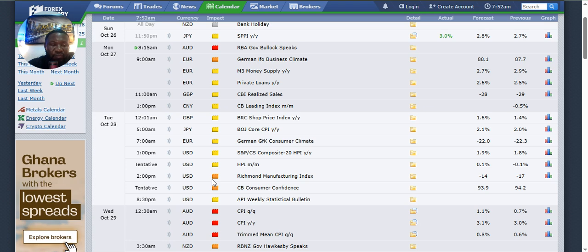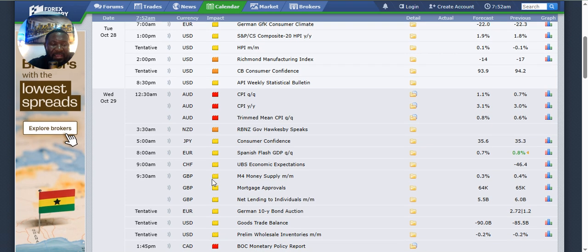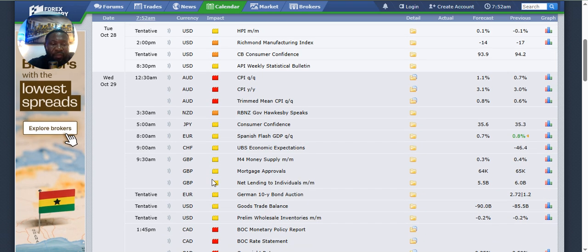So that's all the news for tomorrow, Tuesday. Then let's go to Wednesday. This Wednesday, you should not joke with the market, which is going to be on the 29th of October. We're going to have CPI. We all know CPI. For those who do not know it, please research about CPI. It is very deadly and very volatile news time.